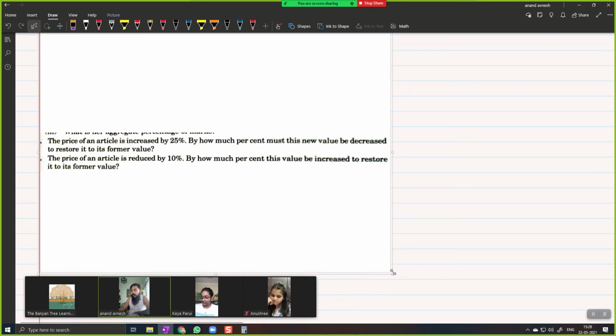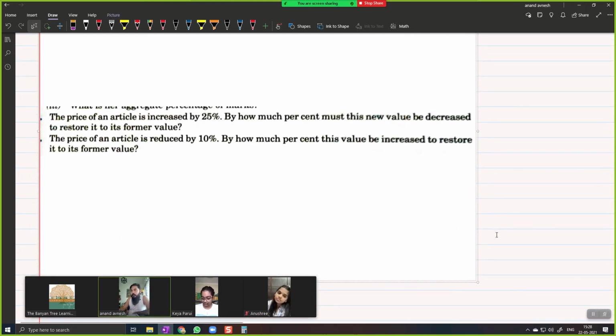Okay, next one. These are two similar questions, and I will do the first one, you will do the second one. Both of you will do the second one, I will do the first one. First understand how to do it and what they are asking, because this can be a little tricky. These kind of questions are there in both of your textbooks and your exercises. The price of an article is increased by 25%. By how much percent must this new price be decreased so as to restore it to its former value?